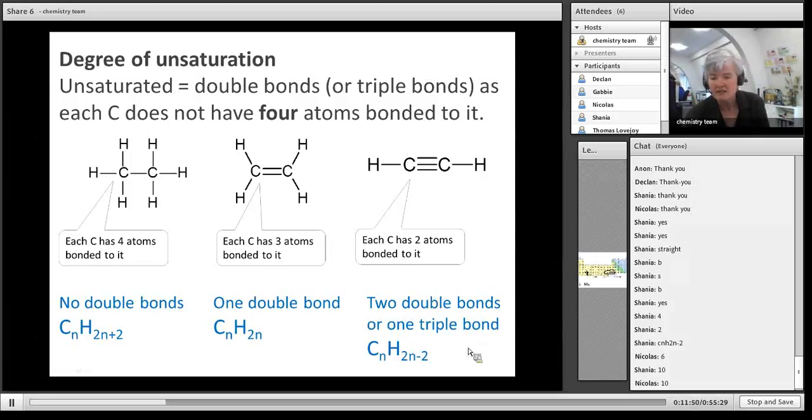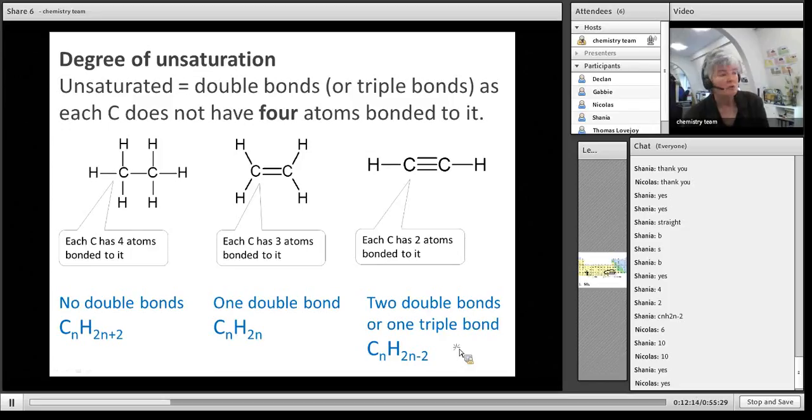If I had octyne, oct means 8, so if I've got 8 carbon atoms in octyne, the yne tells me I've got a triple bond in there, so it's 2n minus 2, so 2 times 8 is 16, subtract 2, I'll have 14 hydrogen atoms. So is that all clear?